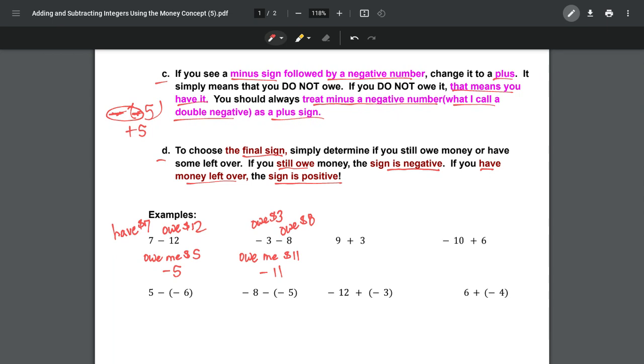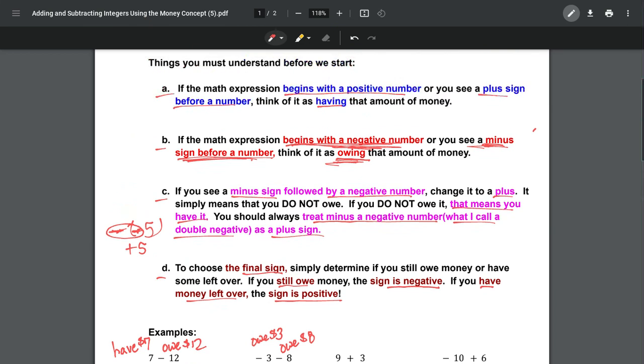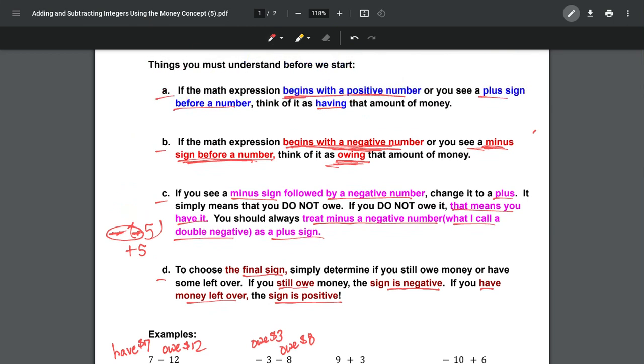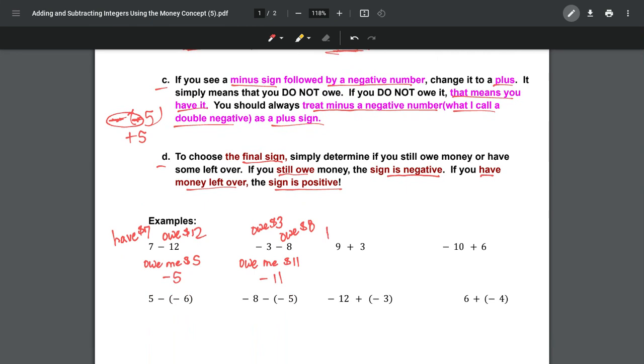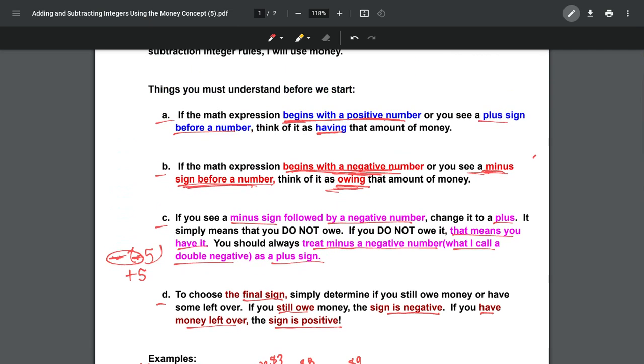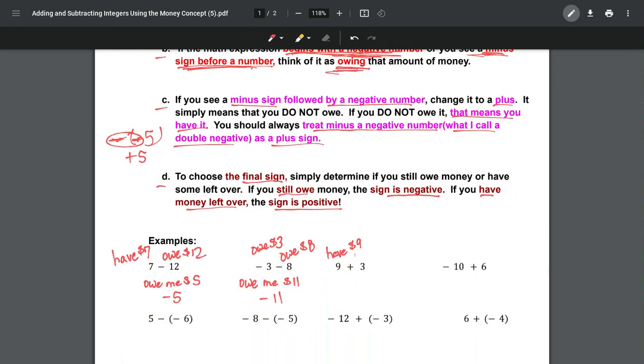This, you start off with a positive. That's a positive 9. Remember, I said if the expression begins with a positive, you have it. So here you have 9. I hope everybody knows this. 9 plus 3. And then if you see a plus sign before a number, you have it too. You have 9 and you have 3.